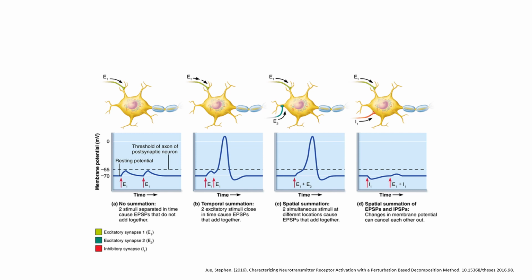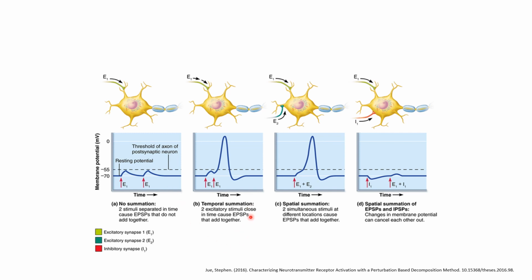Shown on the screen are a number of examples of both temporal as well as spatial summation that could potentially occur. In the first graph, you can see that there is no summation. So basically, there are two stimuli that are separated in time. Consequently, because of the long duration separating the stimuli, it does not cause the EPSPs to add up together, and thereby there is no action potential generation.